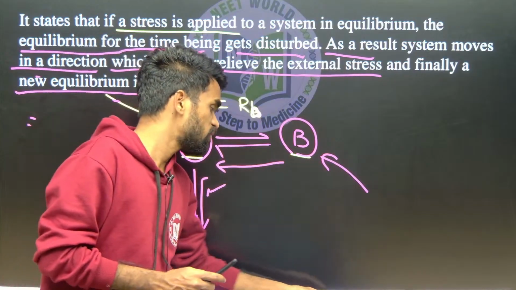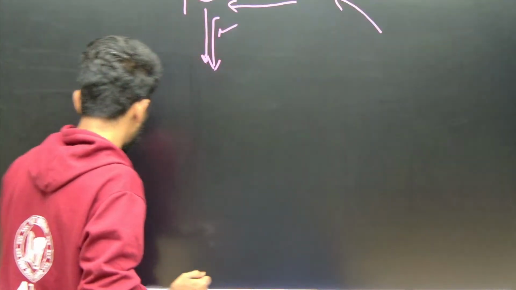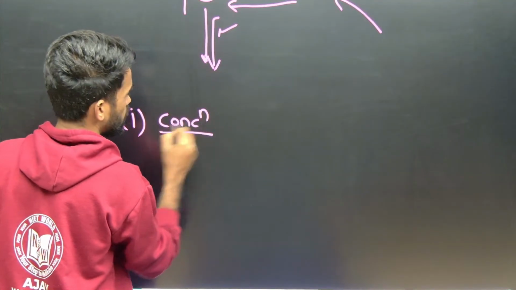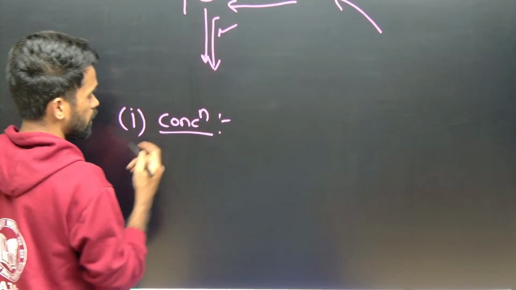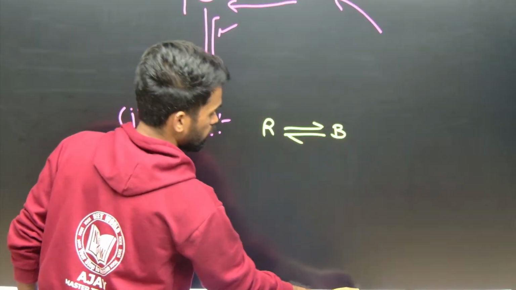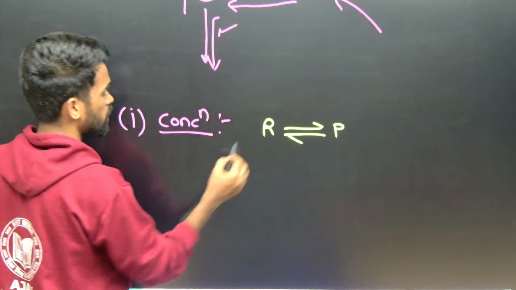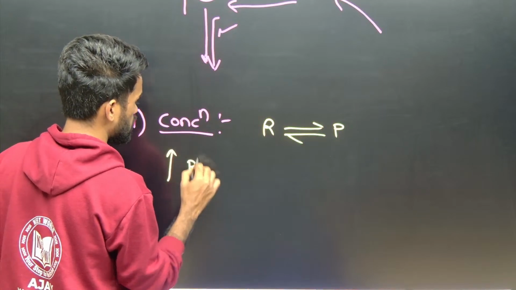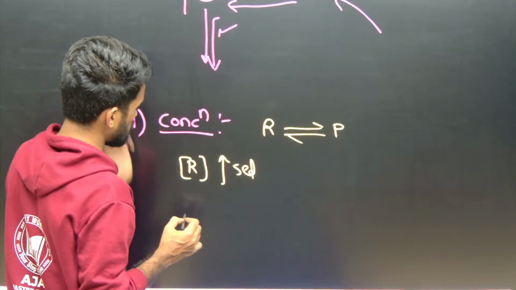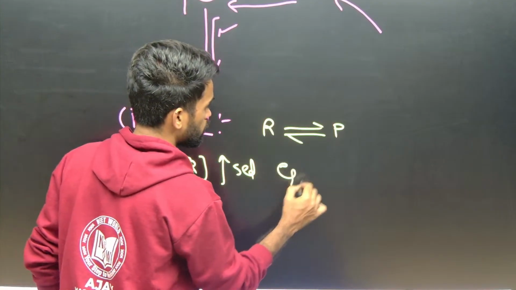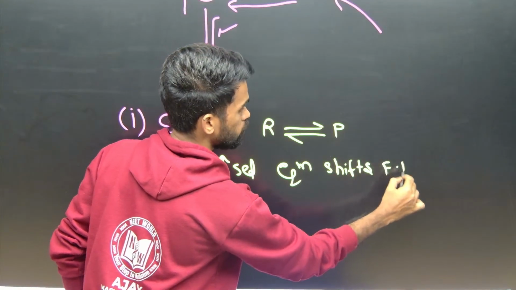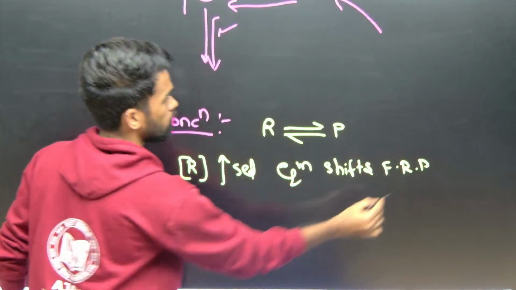And now, what are the factors affecting this equilibrium? First factor is concentration. Okay, simple, we discussed concentration now, how it will be affecting the reactant side and product side. If the concentration of reactants is increased, now what happens? If the concentration of reactants is increased, equilibrium shifts in the forward direction. Okay, forward direction.